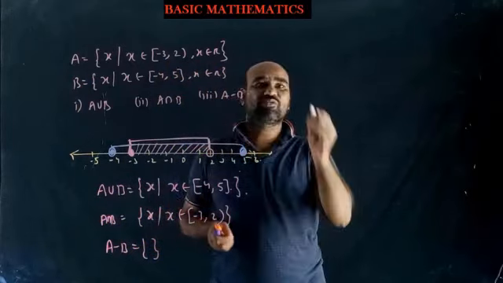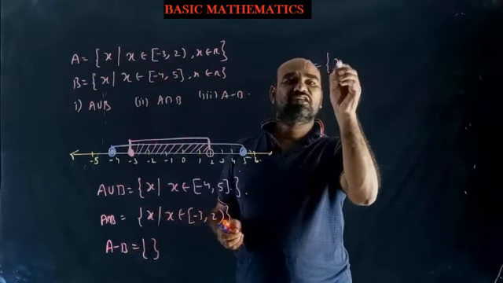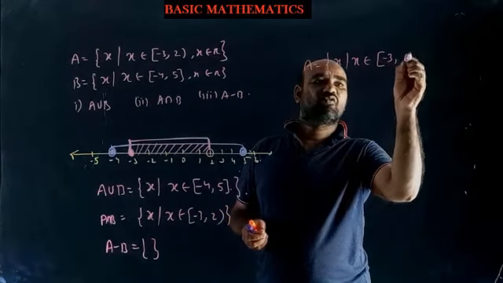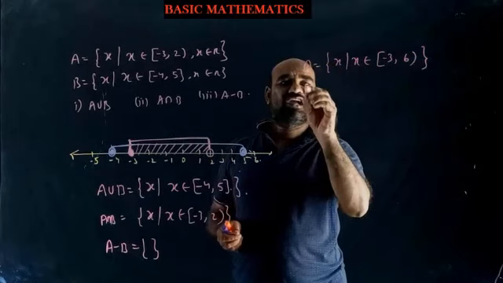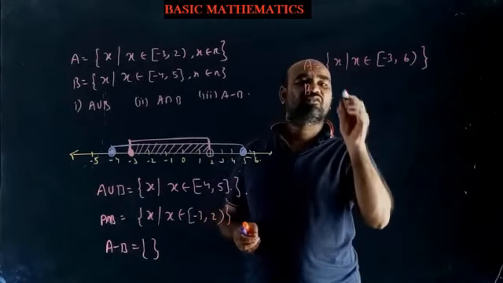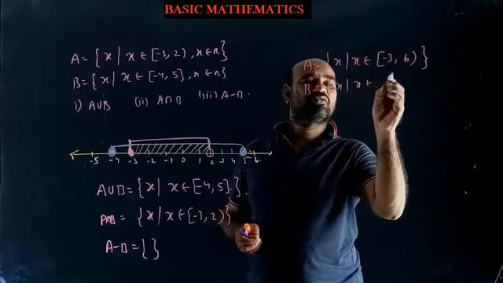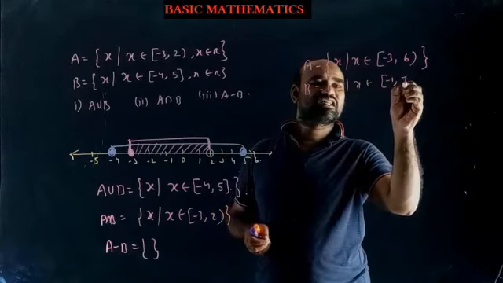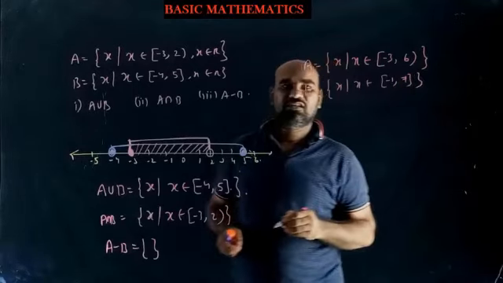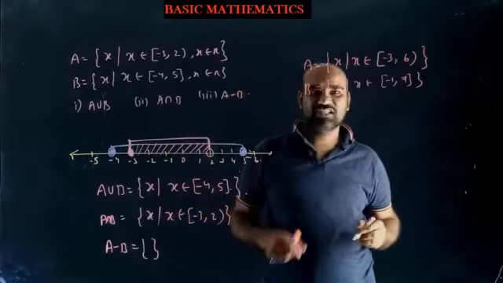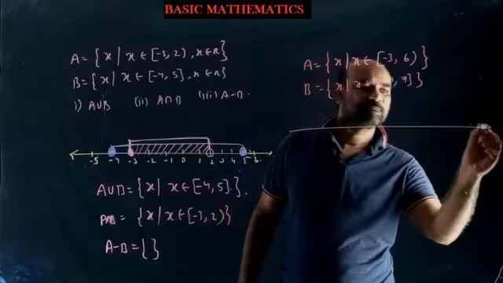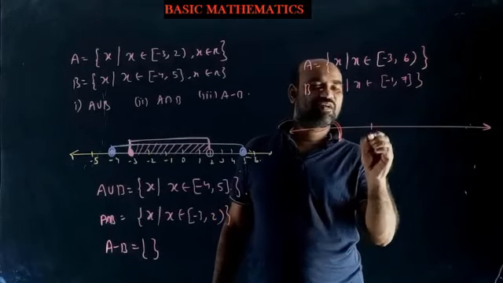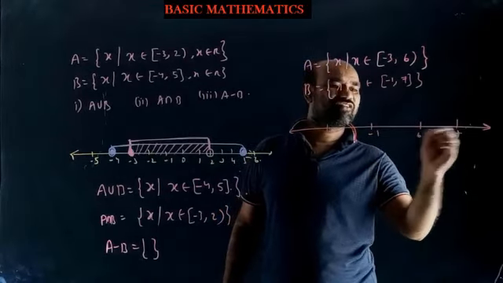So I will use another example. A equal to X such that X belongs to closed minus 3 to open 6, and B is equal to X such that X belongs to open minus 1 to closed 7, for example. Now we want to find again A union B, A intersection B, A minus B. First of all, draw the number line. Here minus 3, here minus 1, here 6, here 7.